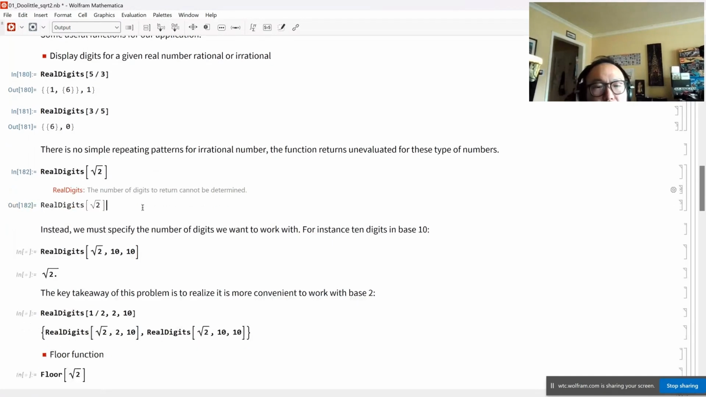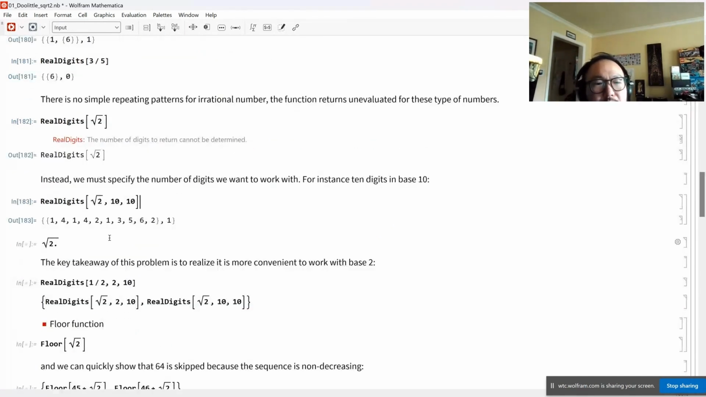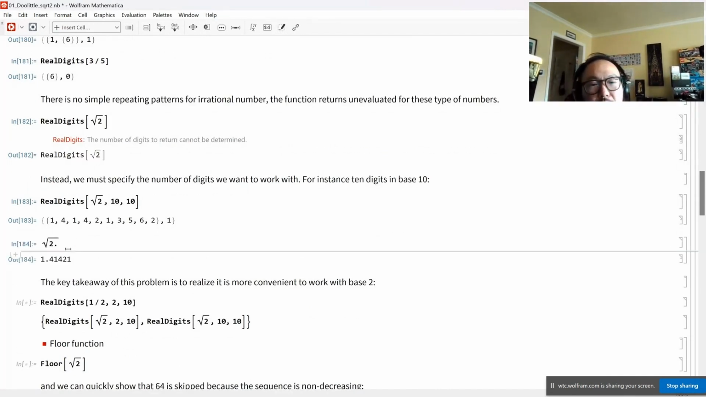So this one would just return unevaluated. But I can do that by specifying the number of digits that I want to truncate to. So that gives you the truncated 10 digits. And the last number means the exponent of 10 is one, so there is one digit to the left side of the decimal point. Okay, so that's the RealDigits function. And you can also just convert square root 2 into floating point form, which will give you some of the decimal places.